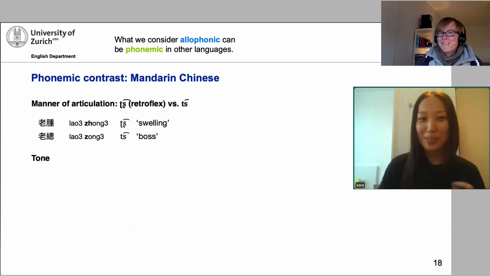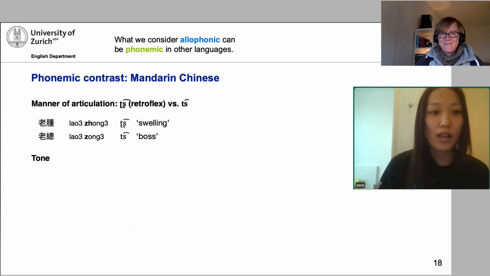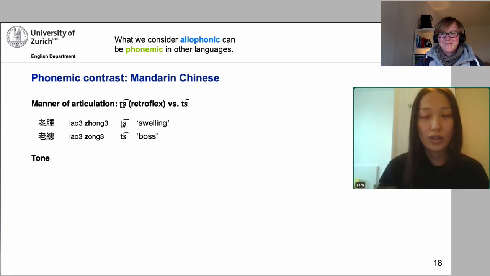So the first one means swelling and the second one means boss. The difference is quite minimal actually, so I don't know if you can recognize it. The difference is at the second word, and you have to roll your tongue with the first phrase. So it's lao zhong, where I've rolled my tongue with the zhong, but the second one, lao zhong, I didn't roll my tongue.